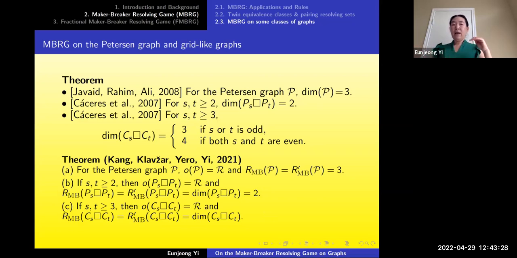divide by at least one of C_S Cartesian C_T. You have to show that at least one of them being odd versus both of them even situation. It requires a little bit of work, but doable.